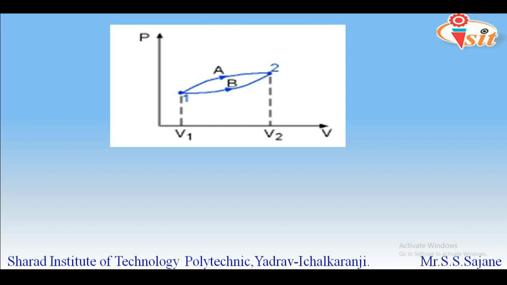So the answer to this question is you cannot say this is a cycle, because here you can see that the two arrows are marked in the same direction. Though there are two processes involved in this diagram, since the arrows are in the same direction, we can say that the system is changing from state 1 to state 2, but it is not again coming back to point 1. So we cannot call this a cycle.